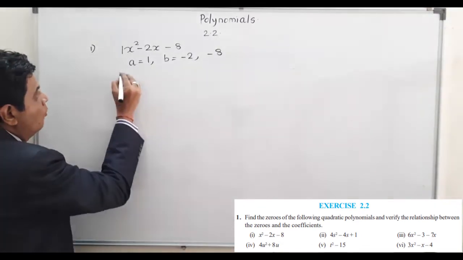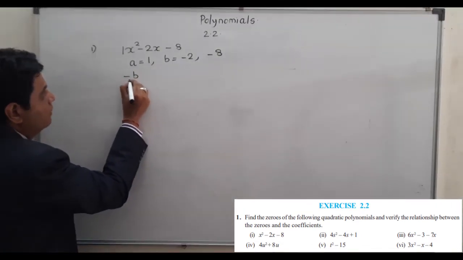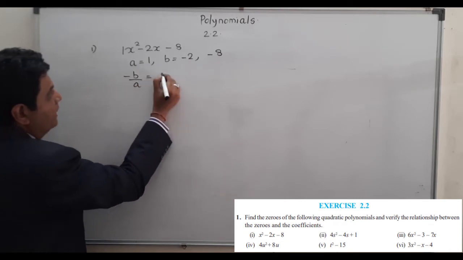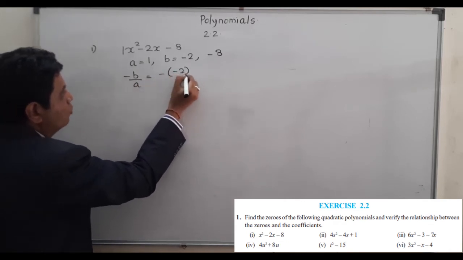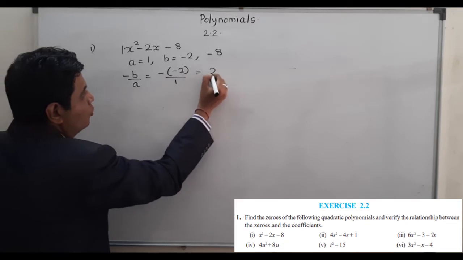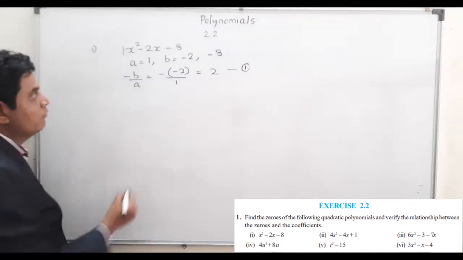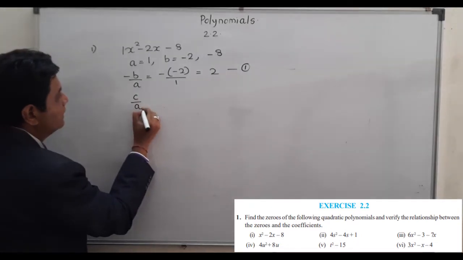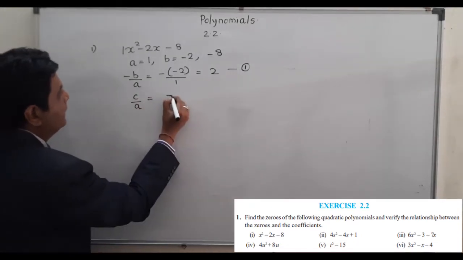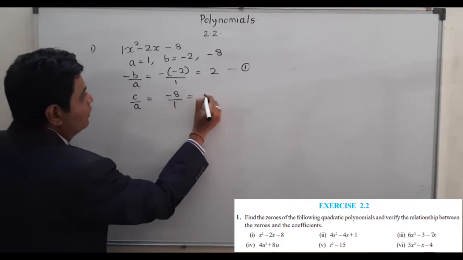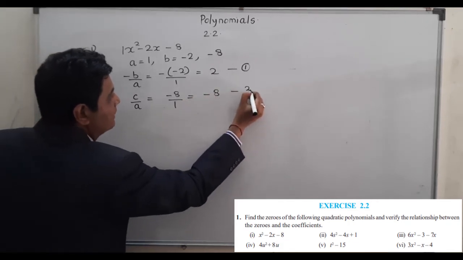Okay, so now what is minus b upon a? Minus b upon a is minus of minus 2 upon 1, which is equal to 2, and I will name this as equation 1. What is c upon a? C upon a is nothing but minus 8 upon 1, which is equal to minus 8. I will name this as equation 2.